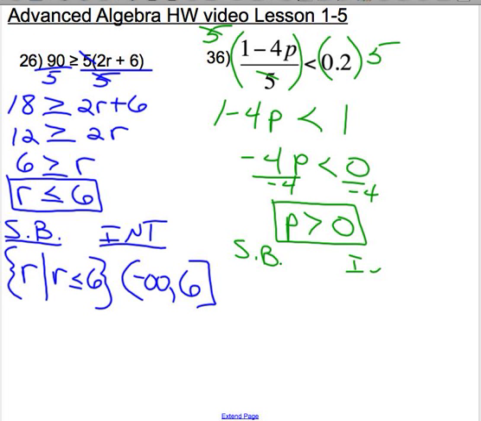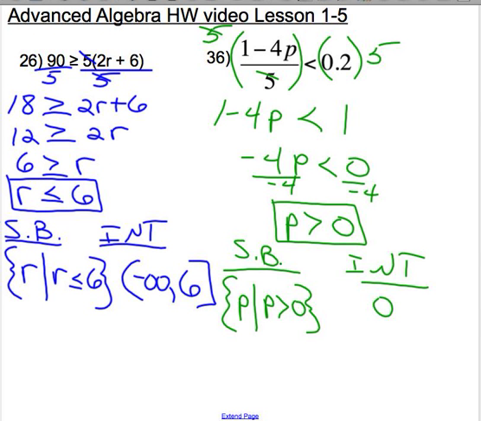Set builder and interval. Set builder: I want the set of p's such that p is greater than 0. Interval notation: I want to start at 0. That's the smallest possible answer. And I want to get bigger and bigger and bigger all the way to positive infinity.